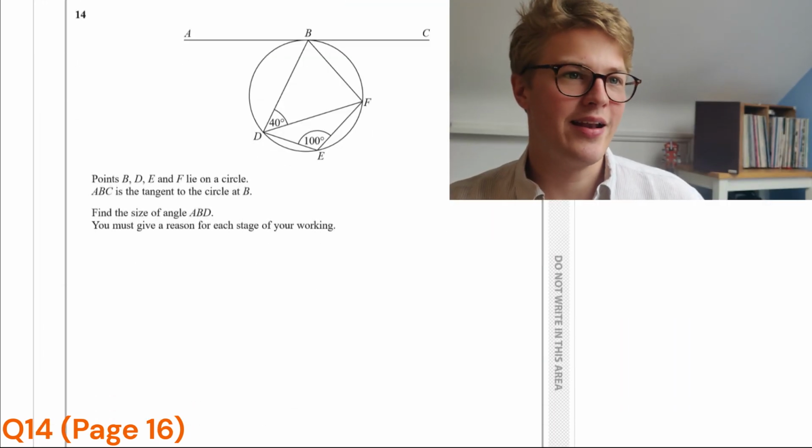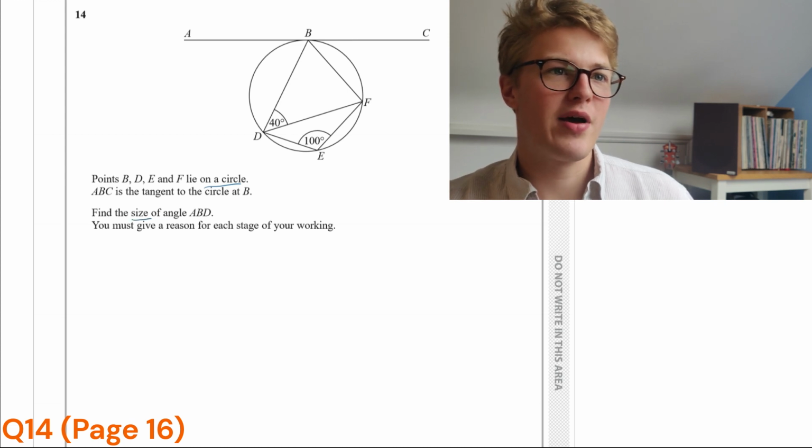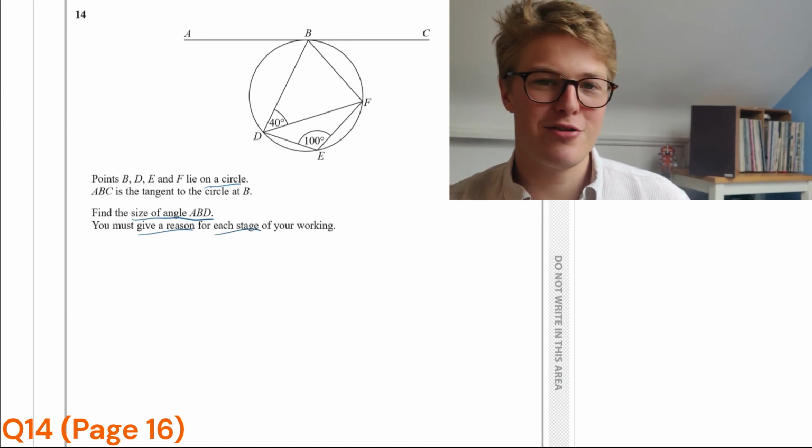Points B, D, E and F lie on a circle. ABC is the tangent to the circle at B. Find the size of angle ABD. You must give a reason for each stage of your working.